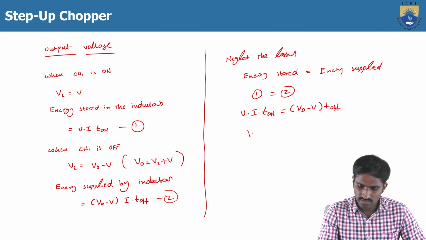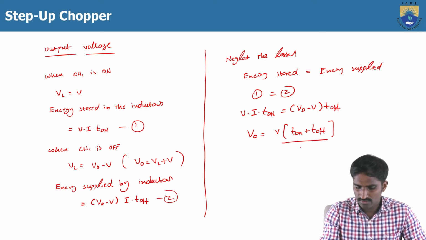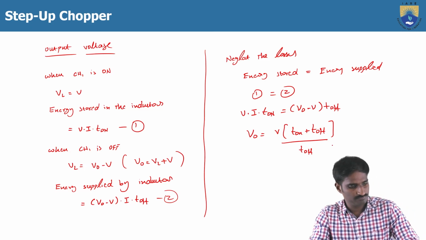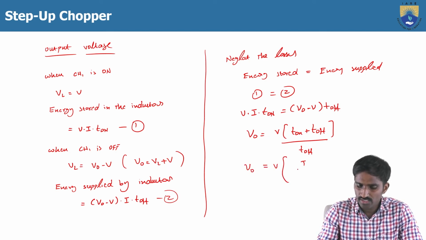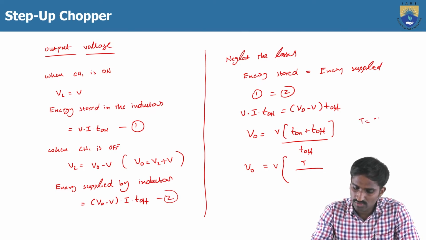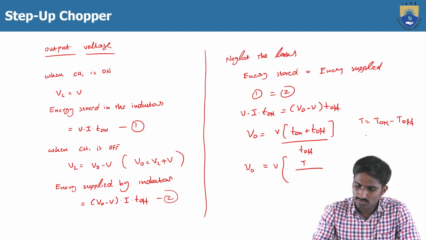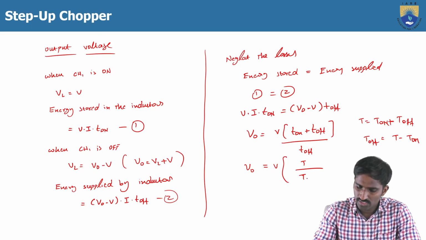If you simplify, then V naught is equal to V into T on plus T off, because if you take V as a common, then V naught is equal to V into T on plus T off by T off. And as we know, T on plus T off is equal to T, the total time period. So T off is equal to T minus T on.